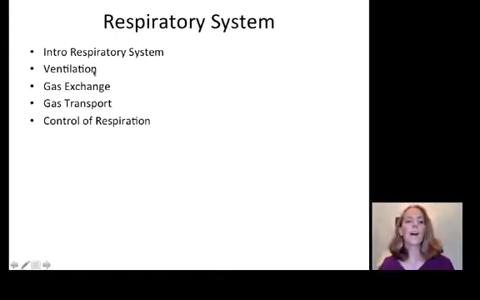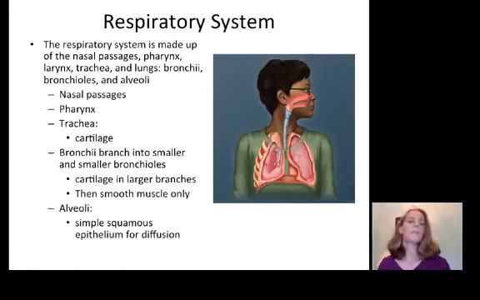So we're first going to talk about the basics, and then we're going to talk about the process of ventilation. That is the process of just moving air in and out of the lungs. And then we're really going to get into the details of oxygen and carbon dioxide exchange, transport, and the general control of respiration.